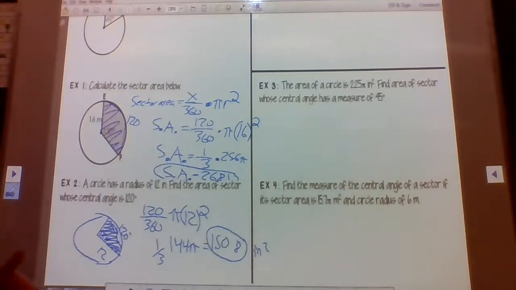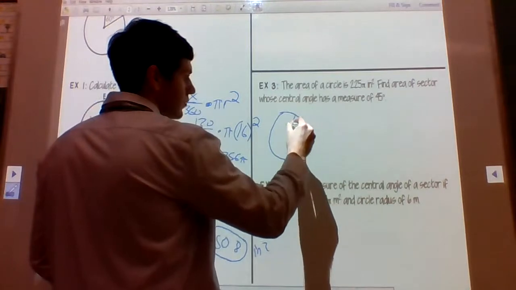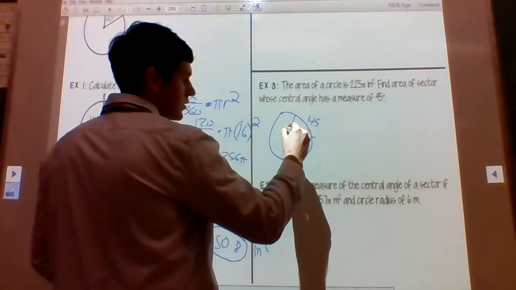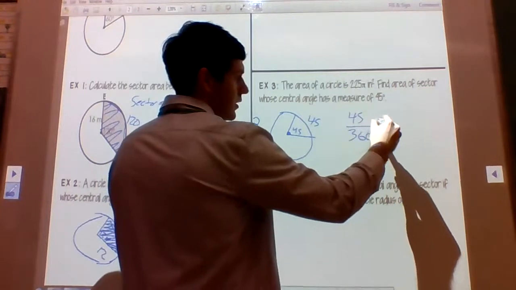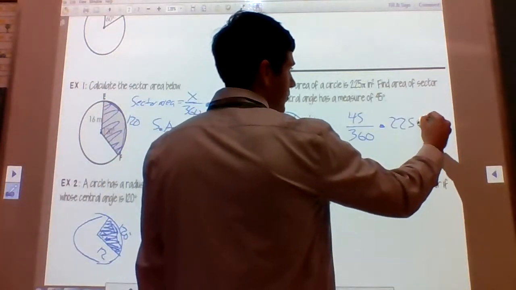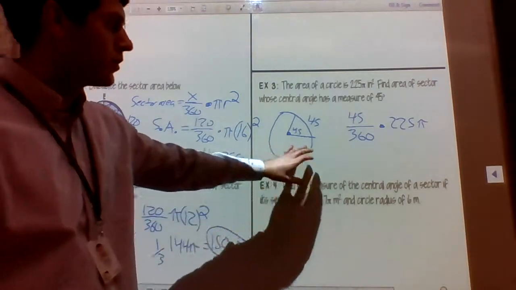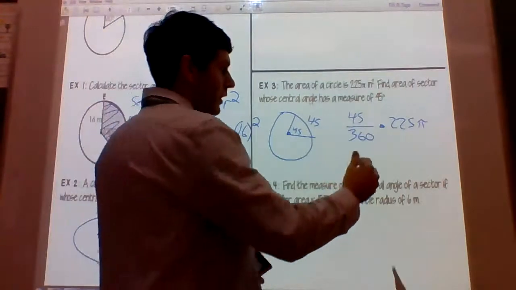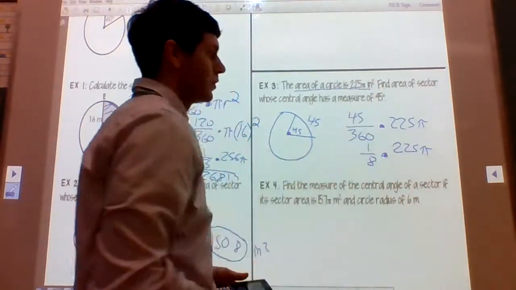Okay, the area of a circle is 225 pi inches squared. Find the area of the sector whose central angle has a measure of 45 degrees. So again, if we have a central angle of 45, we know the arc measure is also going to be 45. So that is 45 out of 360, and we're multiplying by the area, which is 225 pi. 45 degrees out of 360 is 1/8 of the circle. So we don't want the whole area, we only want 1/8 of the area. So we multiply 1/8 by the area of the whole thing, which is 225 pi.